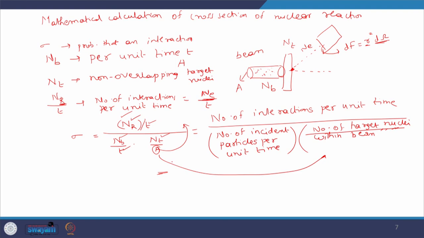Okay. So, with this basic idea of nuclear reaction cross sections, let me continue the discussion on nuclear cross sections and some more parameters in the next lecture.